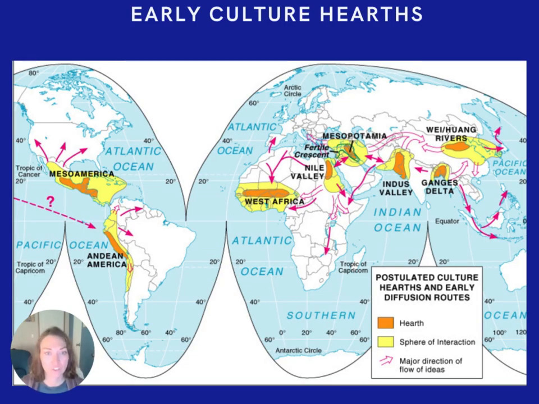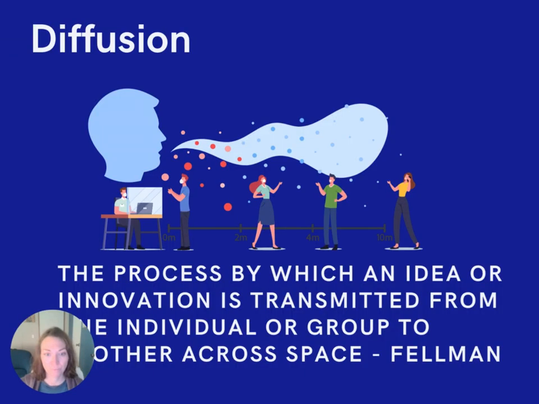This is kind of an interesting map because it's early cultural hearths. You can see these areas in orange here, where these original areas may have been, and then this sphere of interaction around that. And you can imagine how this might look different if it was globalized and they had all the technology. It might be more of a hierarchical type diffusion.